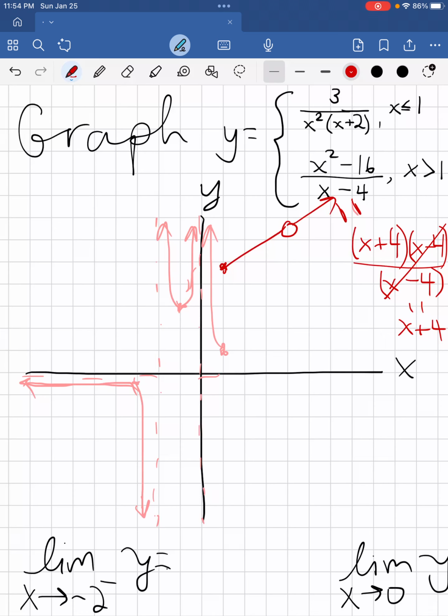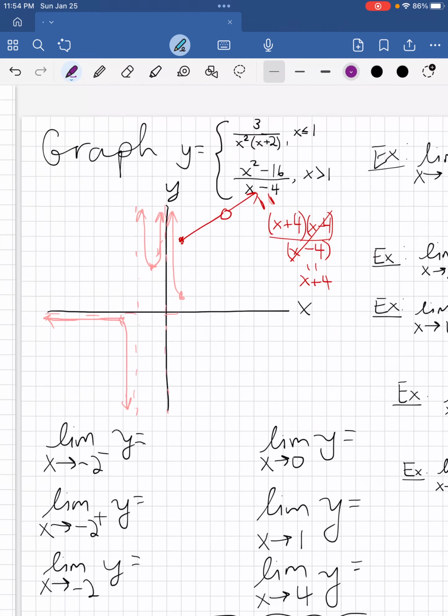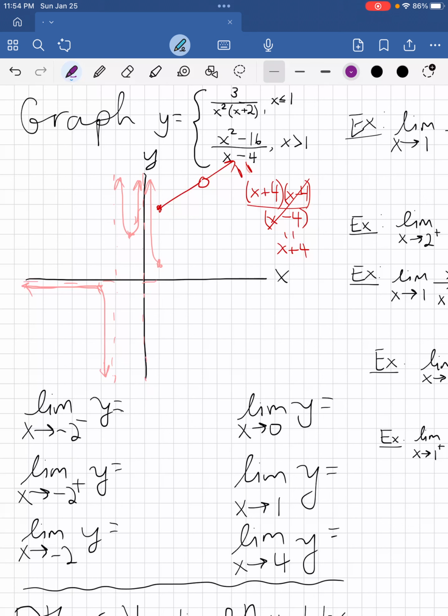But now that we have a graph, we can go through and look at some limits. First set, let's look at the limits as x is approaching -2, from the left, from the right, and overall. As x approaches -2, remember that's our vertical asymptote over here. As x approaches -2 from the left side, I notice that the y values are getting more and more negative. So we would say that this limit is -infinity.